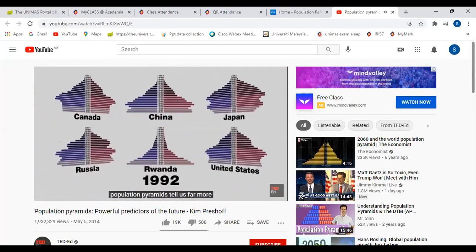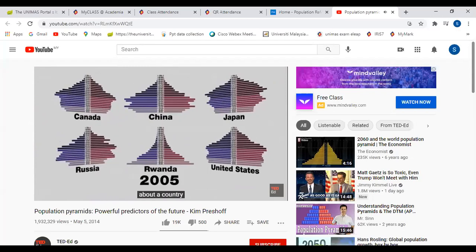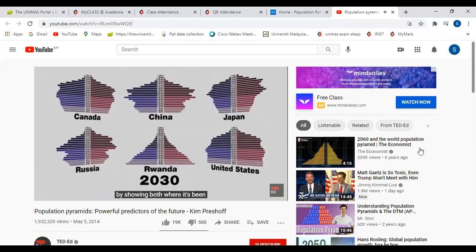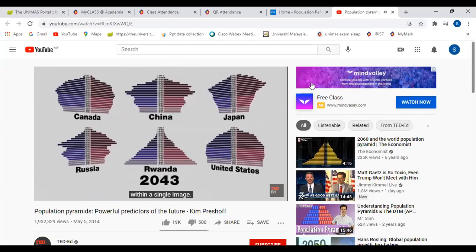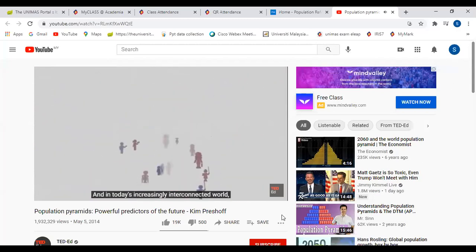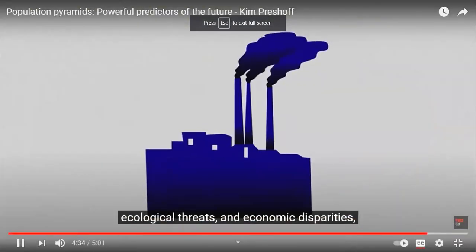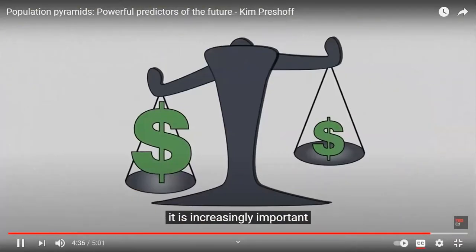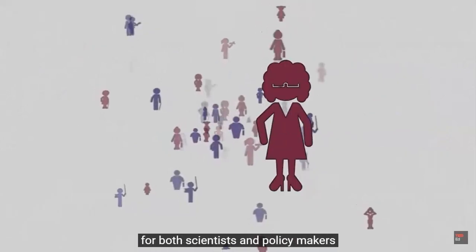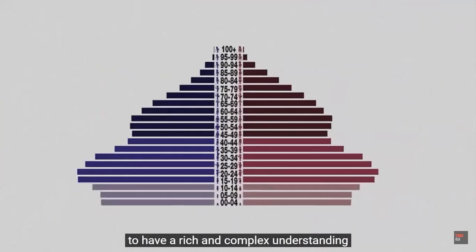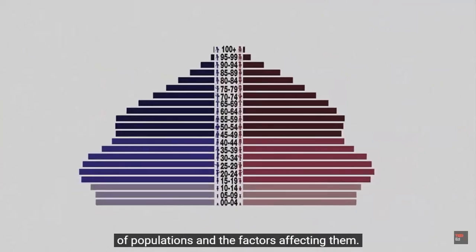As you can see, population pyramids tell us far more about a country than just a set of numbers, by showing both where it's been and where it's headed within a single image. And in today's increasingly interconnected world facing issues such as food shortages, ecological threats, and economic disparities, it is increasingly important for both scientists and policymakers to have a rich and complex understanding of populations and the factors affecting them.